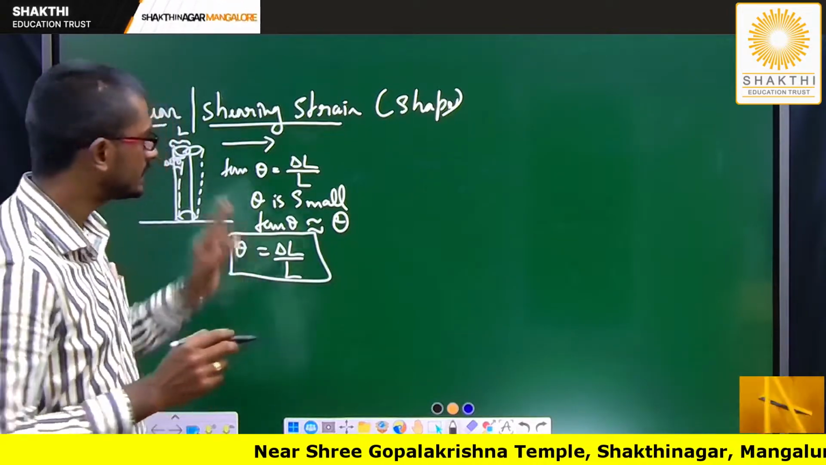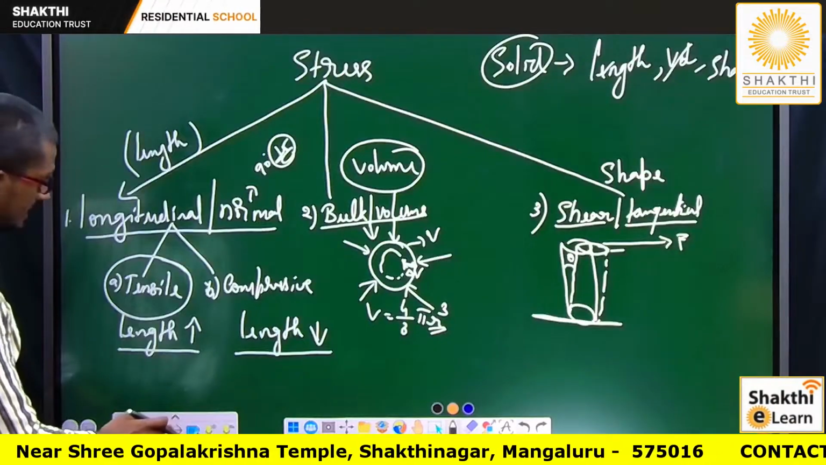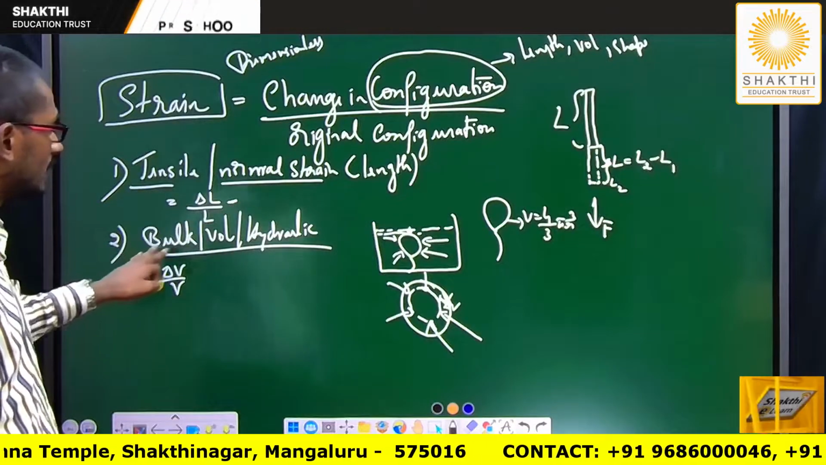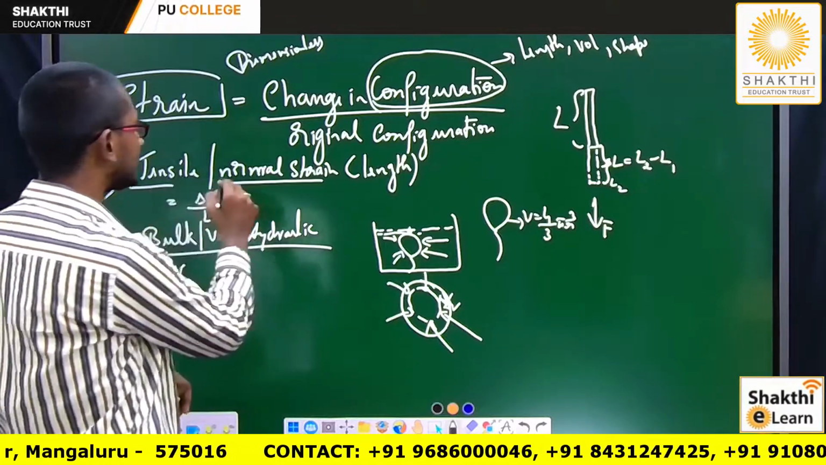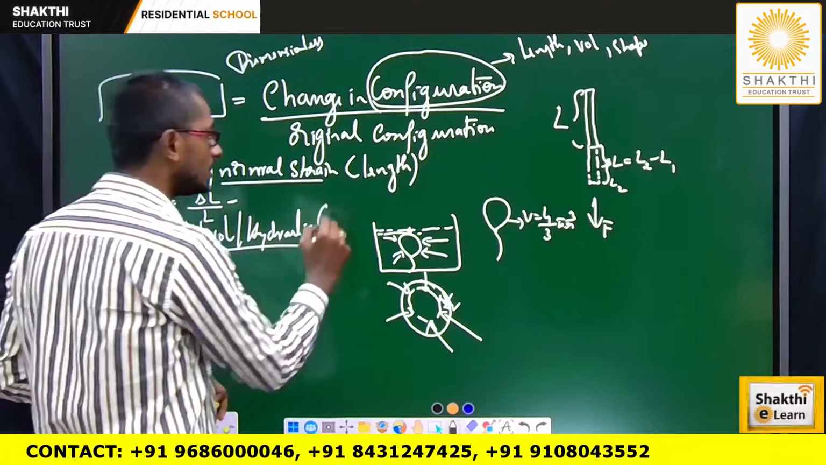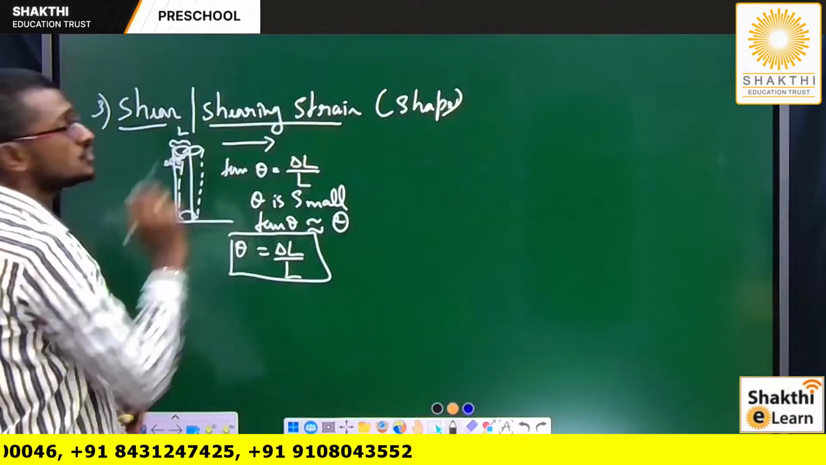Understood? These are the three types of strain. The first one is tensile or normal strain, the second one is bulk, volume or hydraulic strain, and the third one is shearing. The tensile deals with the length, bulk volume or hydraulic deals with the volume, and the third one deals with the shape.